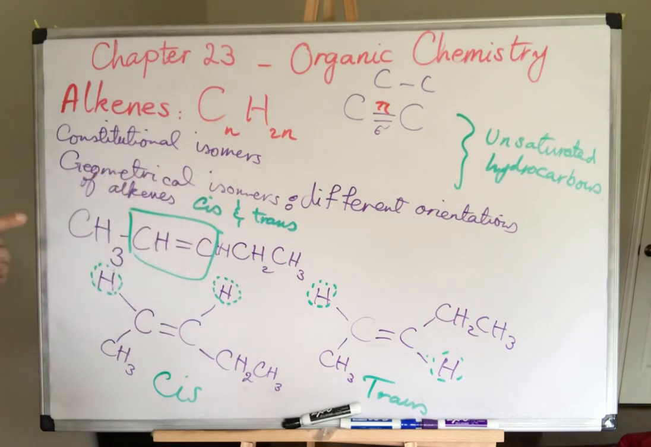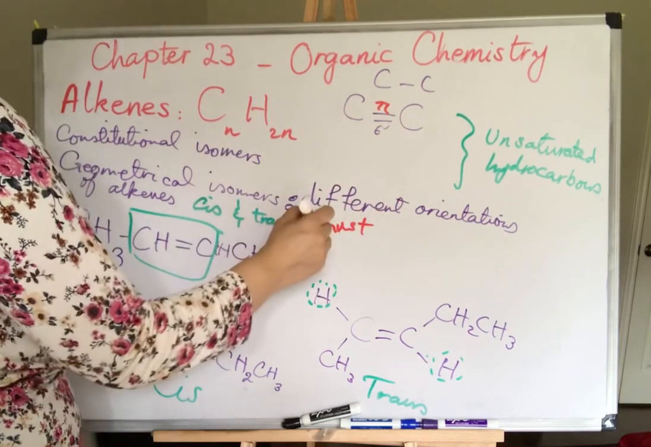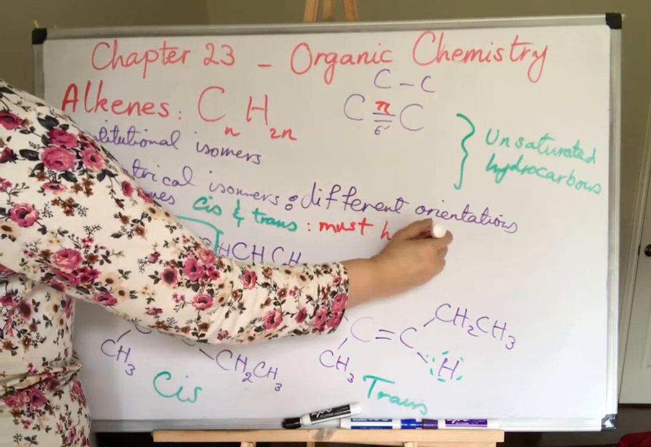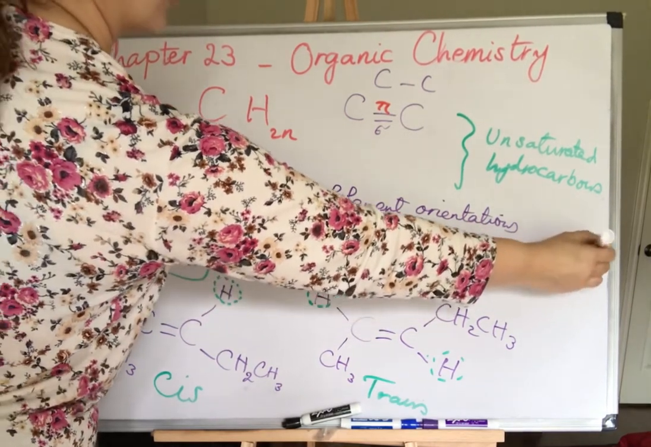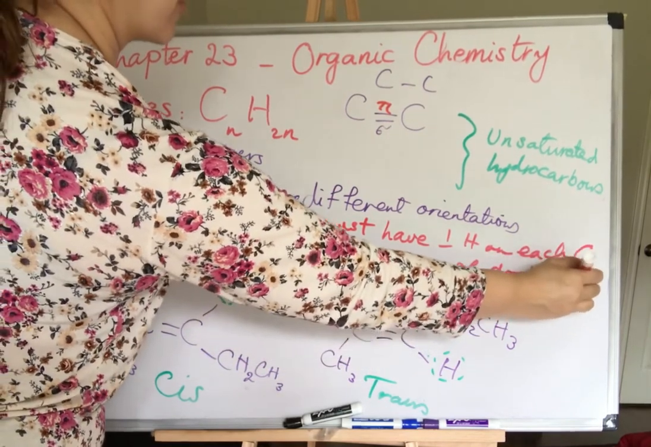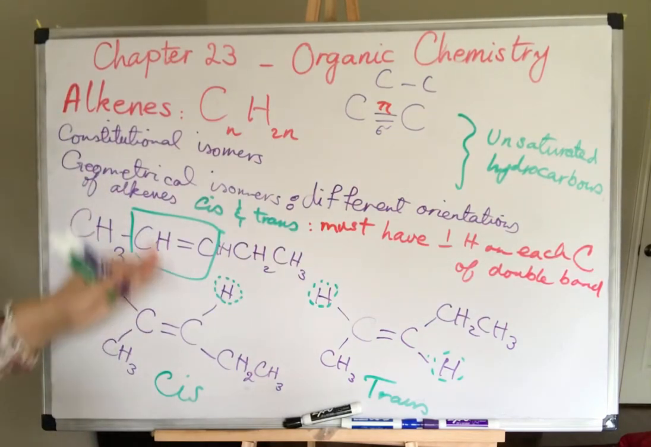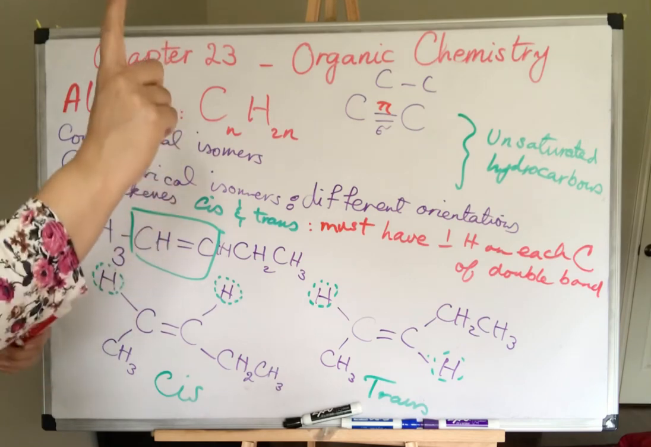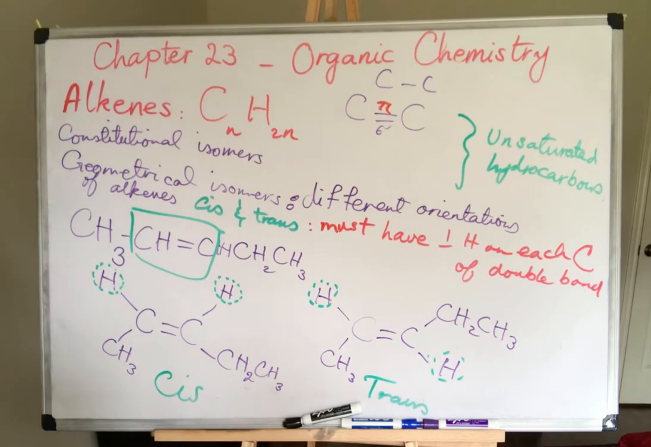How do you know if you have cis and trans geometrical isomers? To have cis and trans geometrical isomers, you must have one hydrogen on each carbon of the double bond. So first of all, cis and trans is only for alkenes, when you have a double bond, but not on every double bond. You must have just one hydrogen on each carbon of the double bond. I'll give you another example to make it more clear.